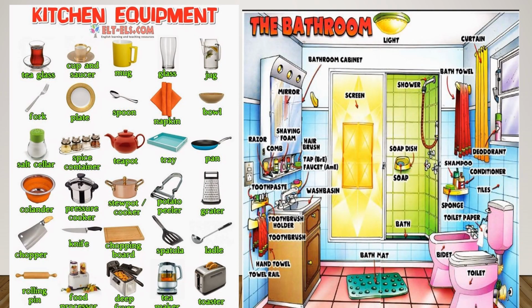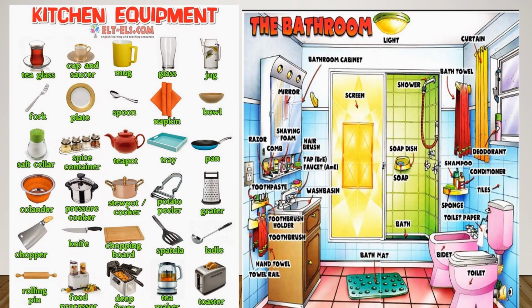Well, this is more vocabulary about kitchen equipment and the bathroom. Try to memorize the vocabulary, and after you see the thing, you can say it in English. When you see a glass, you say glass. When you see a cup of coffee, you say this is a cup of coffee. Jug, plate, spoon, napkin. When you go to the kitchen, you can name all the things that you see there.